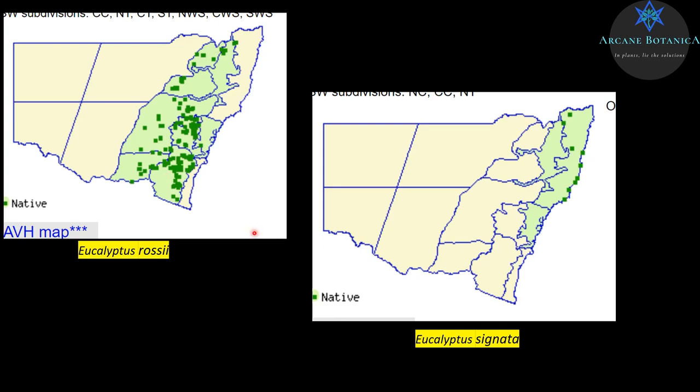In that Canyon Lee area I'm talking about in Goulburn, rossii does start to creep in through there. And signata, that's known to be a north coast, northern New South Wales tree that I think punches on into Queensland. So it looks like the Port Stephens area or Newcastle to start getting signata. So you sort of have to look up what the differences are.